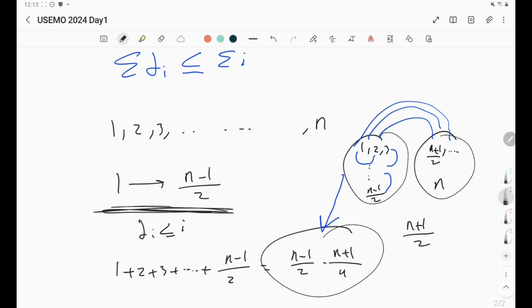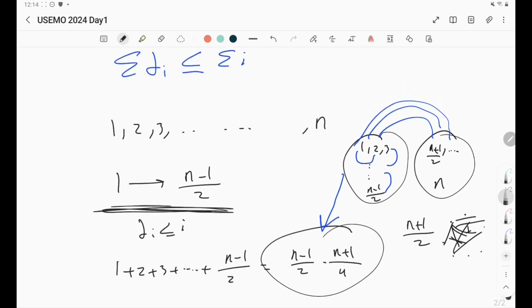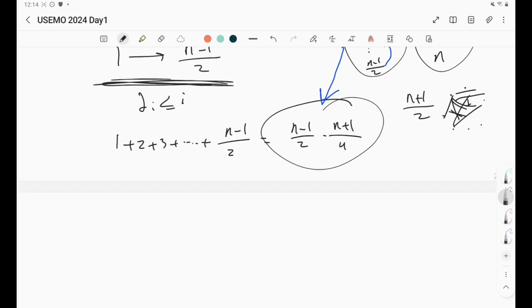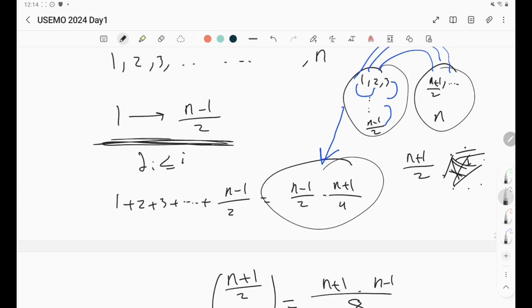If you have n plus 1 over 2 numbers, how many edges at most can you build between them? Well, if you just connect everything, all the edges possible, then you get n plus 1 over 2 choose 2. That's equal to everything divided by 2, so it's like divided by 4, or everything divided by 8. So this bounds all of these between themselves.